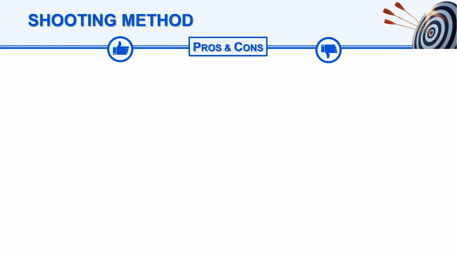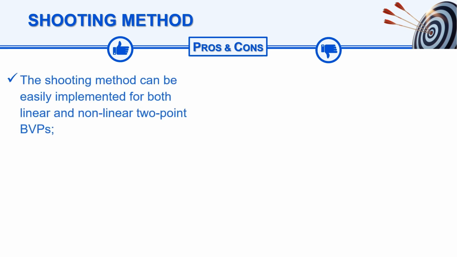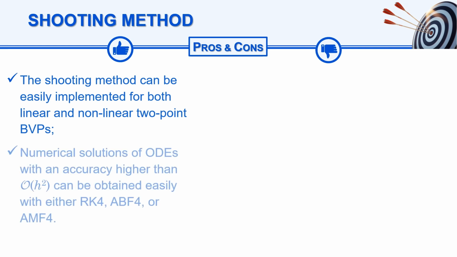The advantages of the shooting method are: the shooting method can be easily implemented for both linear and nonlinear two-point boundary value problems. Numerical solutions of ordinary differential equations with an accuracy higher than second order can be obtained easily with either RK4, ABF4, or AMF4.